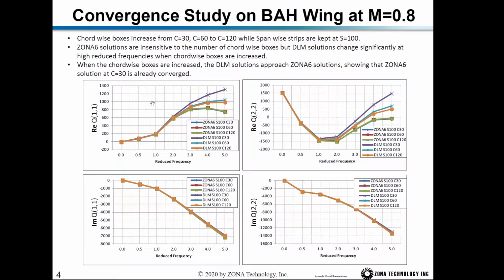And this is a convergence study on the BAH wing at Mach 0.8. There are 2 modes. The first mode is the plunging mode. The second mode is the pitching mode. So we have the real part of Q11, the imaginary part of Q11, the real part of Q22, the imaginary part of Q22, and we set up the panel model. First, we fix the spanwise strips at 100. Then we increase the chordwise boxes from 30 to 60 to 120. Then we look at the real and imaginary parts of Q11 and Q22 versus the reduced frequency from 0 to 5.